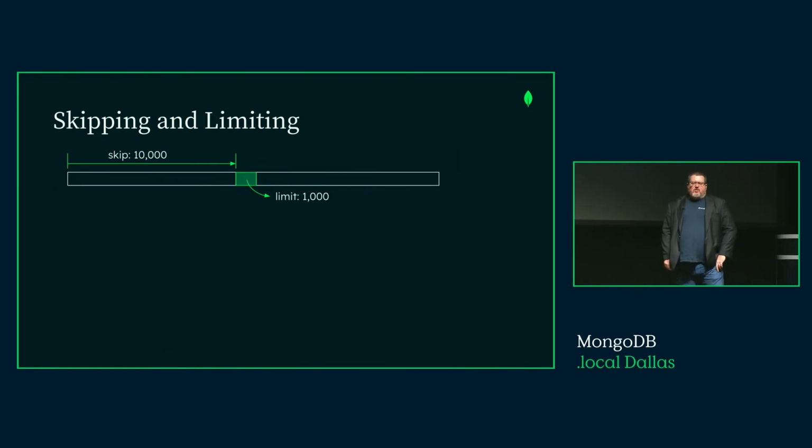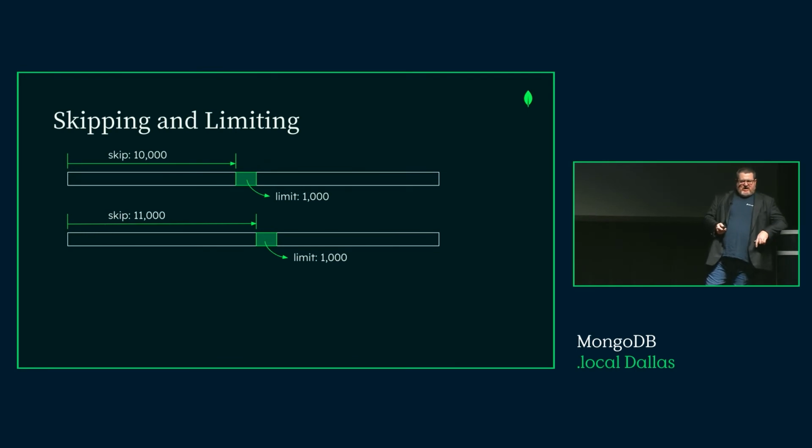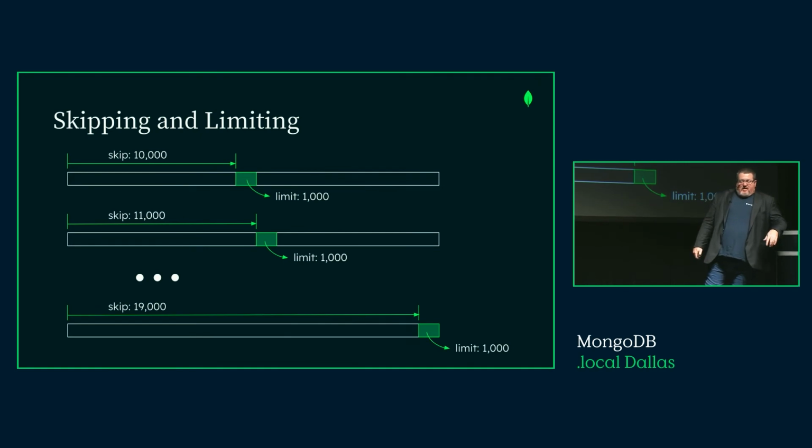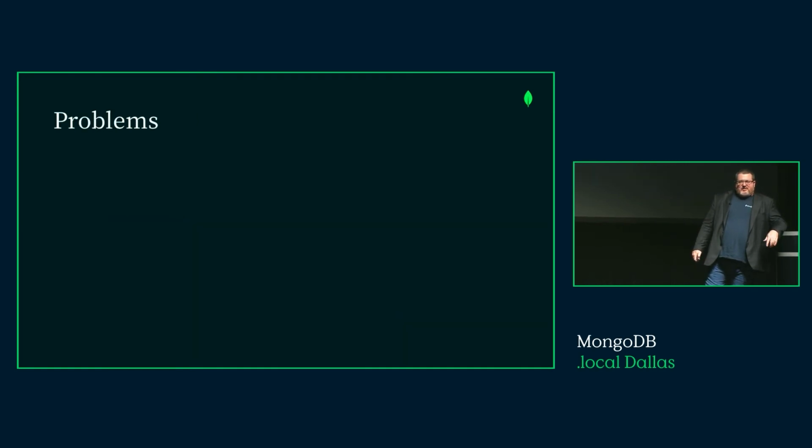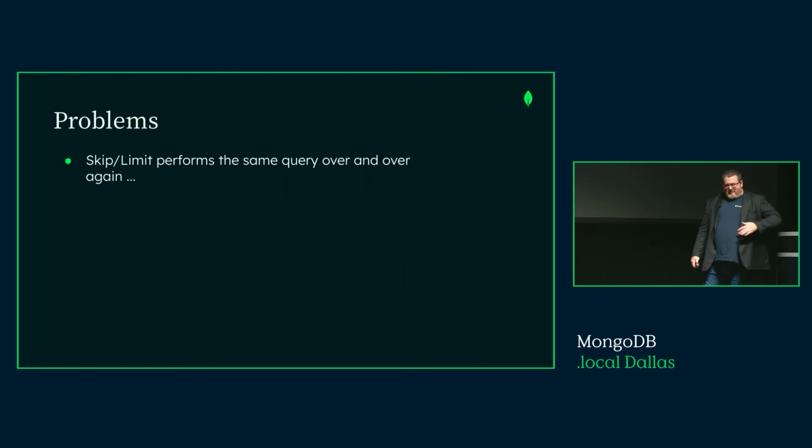I go to page 2. Oops, I have to skip the next 1,000. Page 3. Oops, I have to skip the next 2,000. 4,000, 5,000, 6,000. We get up to 10,000, and I'm still limiting by 1,000, right? This happens with every page I go to. So I still have to get those first 11,000, skip over all of them, and then limit to my next 1,000 results. This becomes very, very expensive from a performance perspective.